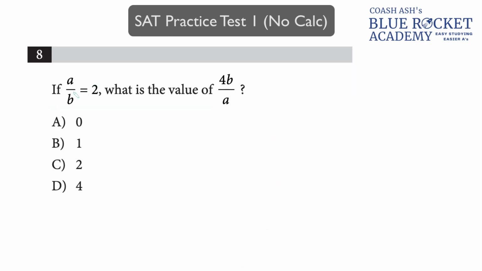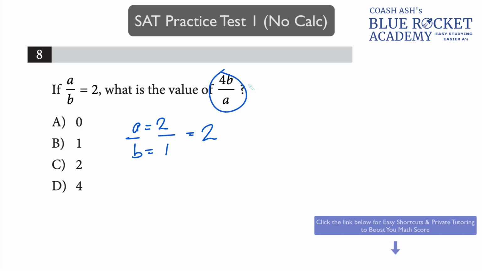I love these problems. They are so easy to do. You've got a over b is equal to 2. So can we choose a value of a and b so that it's equal to 2? I'm just going to choose the simplest value. A is equal to 2 and b is equal to 1, because a divided by b gives you 2 over 1, which gives you 2. So a is equal to 2, b is equal to 1.